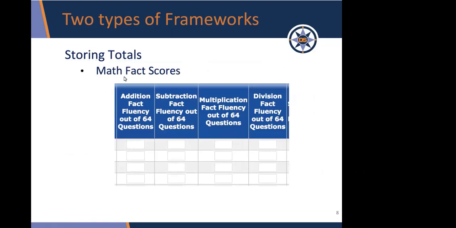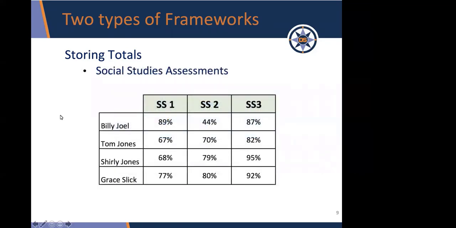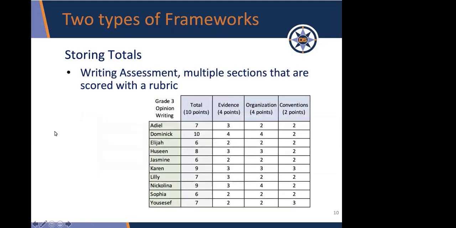Frameworks with no questions are things like math facts, where you're just storing the total number that the student got correct on this assessment. Or a social studies assessment, where this is the first assessment, the second one, and the third one, and you just want to keep track of the total score on each assessment. And again, here's another one. If you had a writing assessment that had multiple sections scored with a rubric, your rubric might have 4 points for evidence, 4 points for organization, and 2 points for conventions. And you'd have to keep track of how every student did. And then you can put the total in, or the total for evidence.